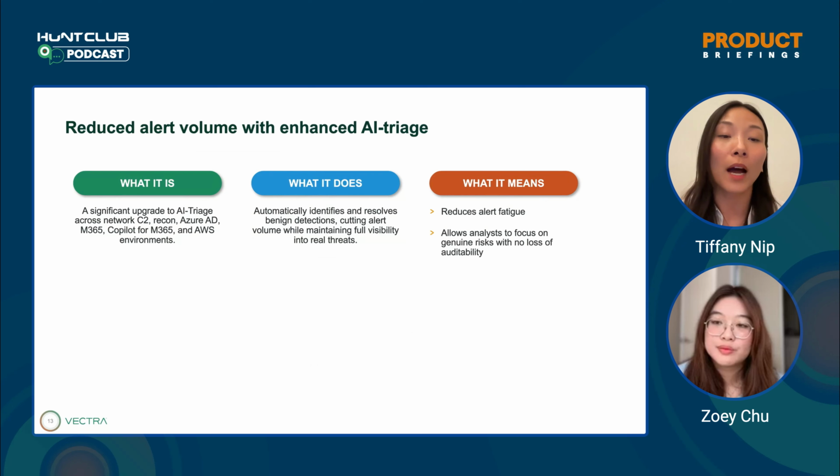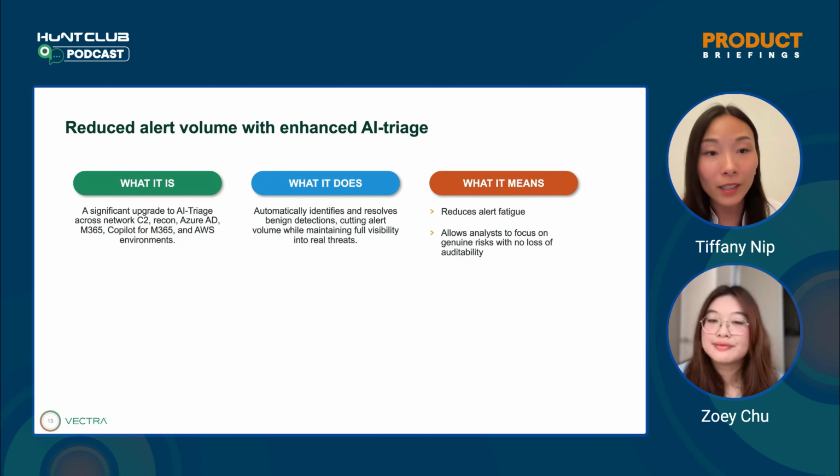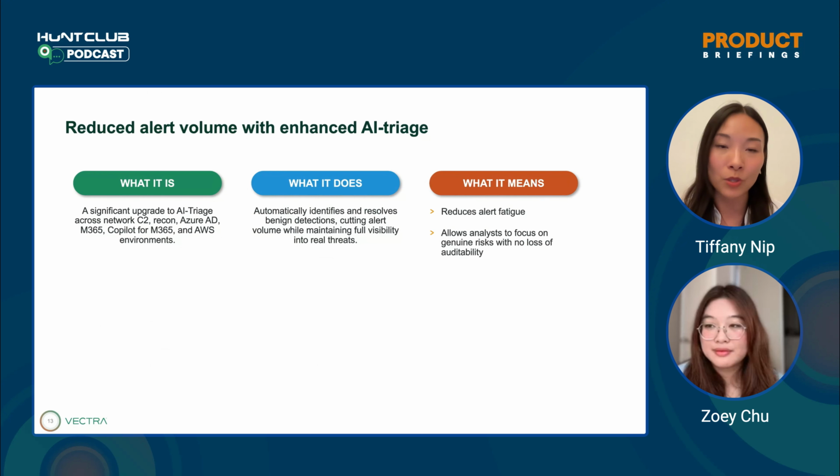In this enhancement, we've upgraded our AI triage agents across all of the modern network, in network, C2, Recon, Entra ID, M365, Copilot for M365, and also the AWS environment. What that does is it further reduces your alert fatigue. We constantly improve our technology so that it filters out the benign activities even more, so that we surface the true and malicious activities for you even faster, which helps you accelerate your investigation and response.